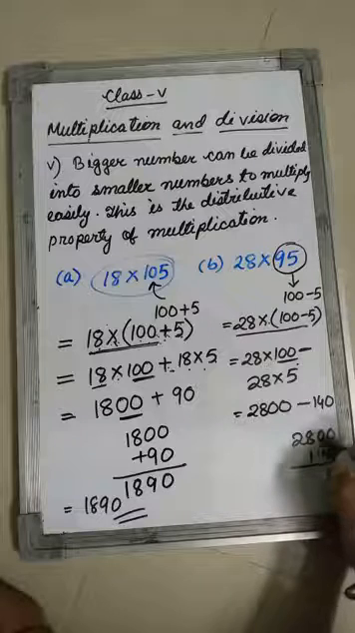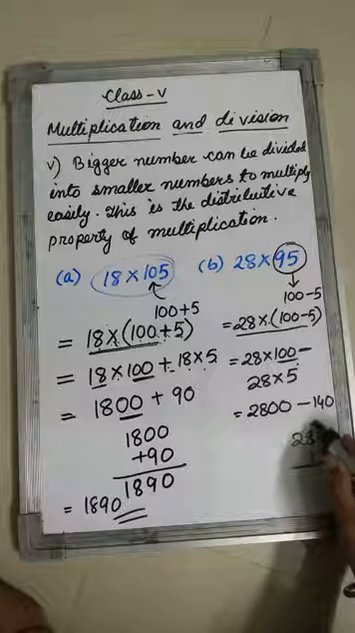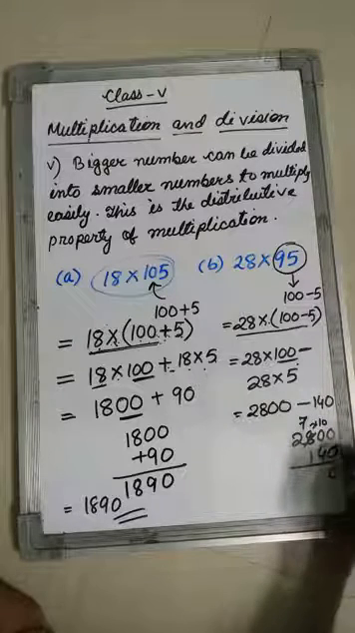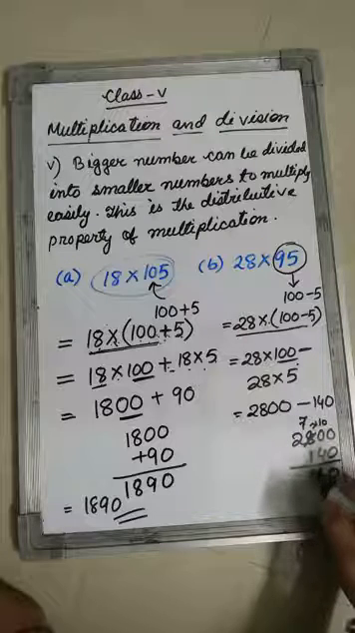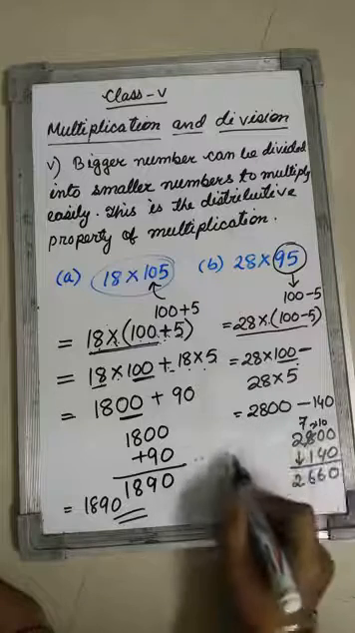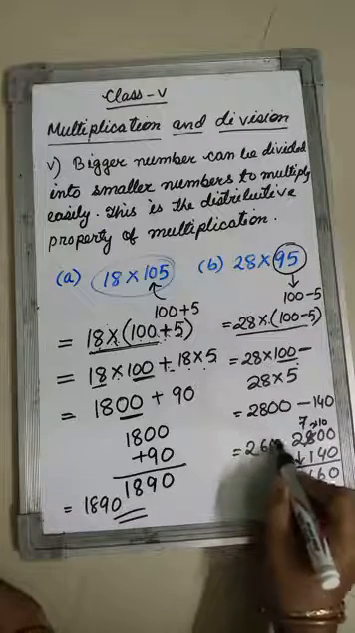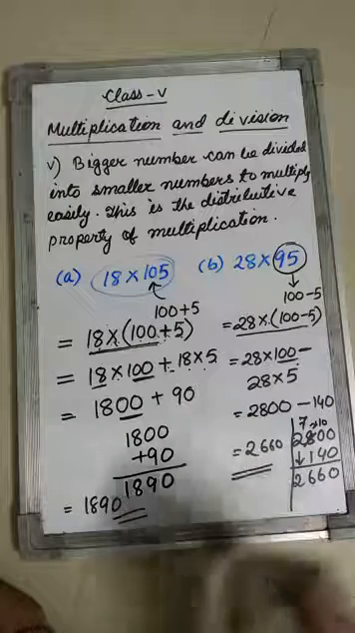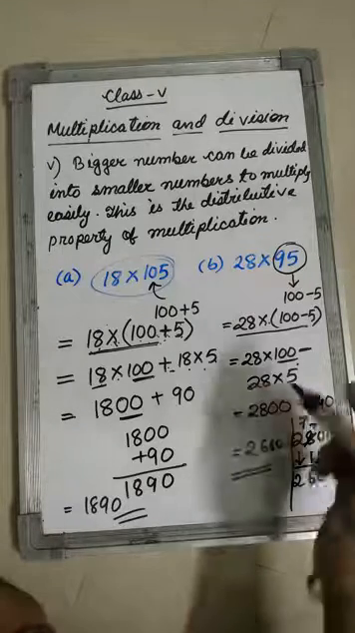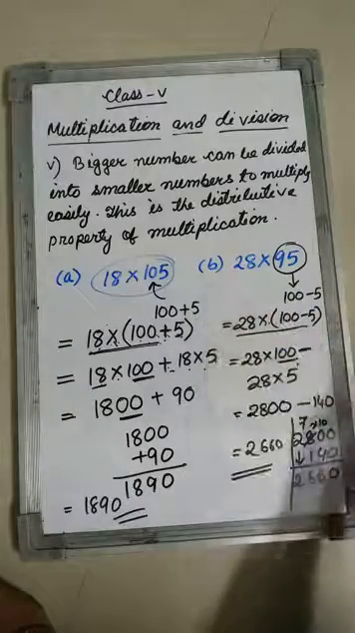0, this is 0. 0 is less than 4. So carry 1, it will become 7. 10 minus 4 is 6. 7 minus 1 is 6. Then 2 will come down. So it is 2660. This is the answer. Like this you have to do. This is distributive property of multiplication. This is very important from the exam point of view. You must know this, how to multiply using distributive property.